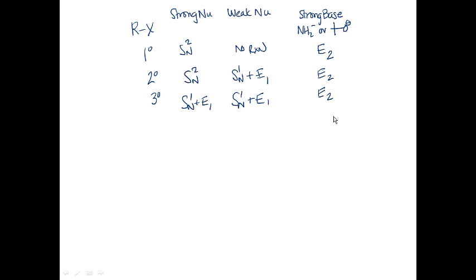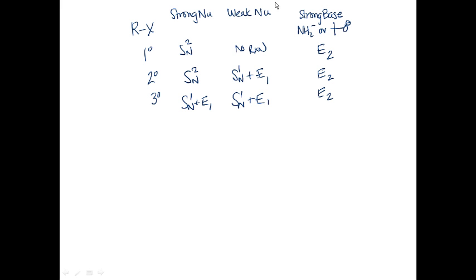Okay, so there's our new table of predicting whether it's SN1, SN2, E1, or E2. And it's relatively straightforward. You just have to think about what am I using, nucleophile or base, and then the corresponding mechanism, whether it's from a primary, secondary, or tertiary halide. Remember, primaries can only undergo SN2, tertiaries can only undergo SN1.